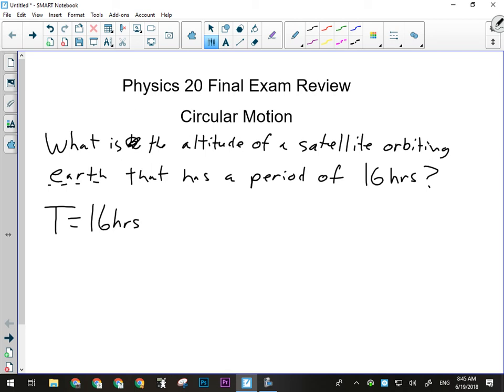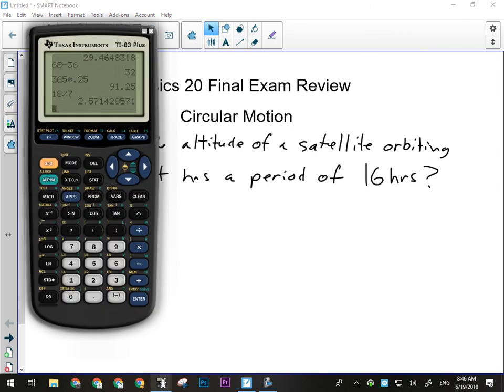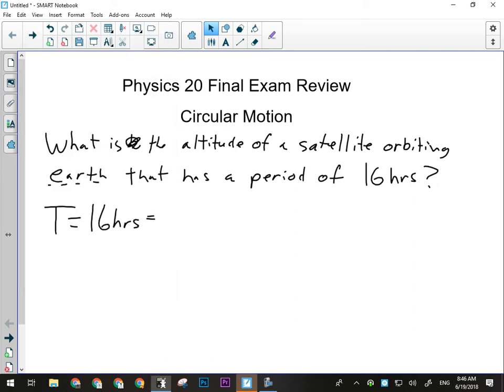If I'm using Fc equals Fg, I'm using newtons equals newtons, and a newton is a kilogram meter per second squared. So I need to turn this into seconds. So 16 times 3600. All right, so 57,600 seconds is the period.